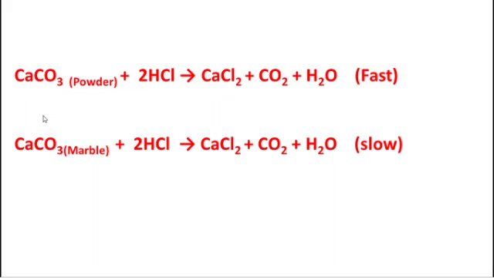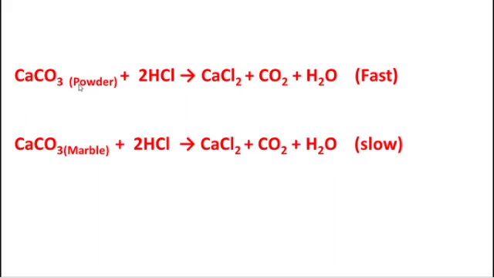Compare these two chemical reactions. This is calcium carbonate. This is also calcium carbonate. Hydrochloric acid, hydrochloric acid. The products are calcium chloride, carbon dioxide and water in both. So both the reactants and the products are the same. But the first reaction is very fast, the second reaction is slow.